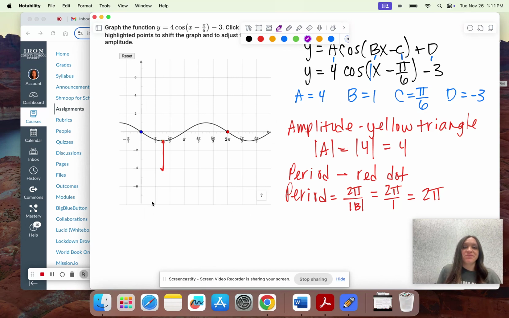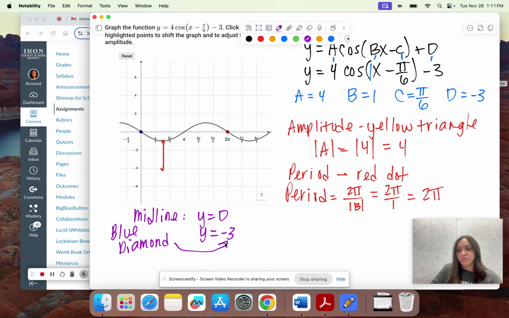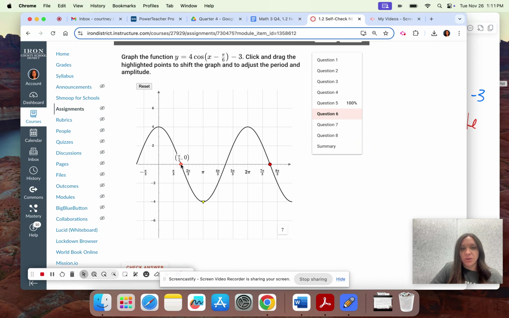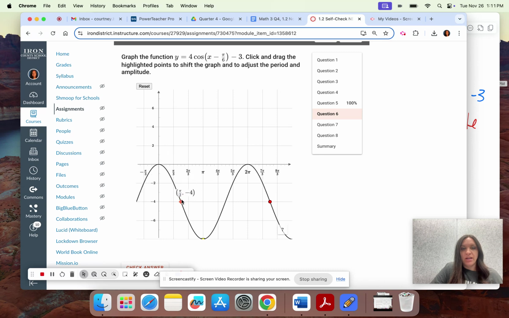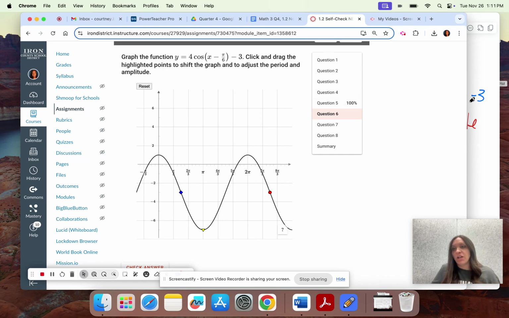We like that. Okay, next we're going to do the midline. And our midline is y equals d. So here y equals -3. So we're going to move the blue diamond to -3. So we're going to move it down. And remember, it's a y value, right? So we're going to y -3. So now the middle of the graph, that horizontal line, is at -3.